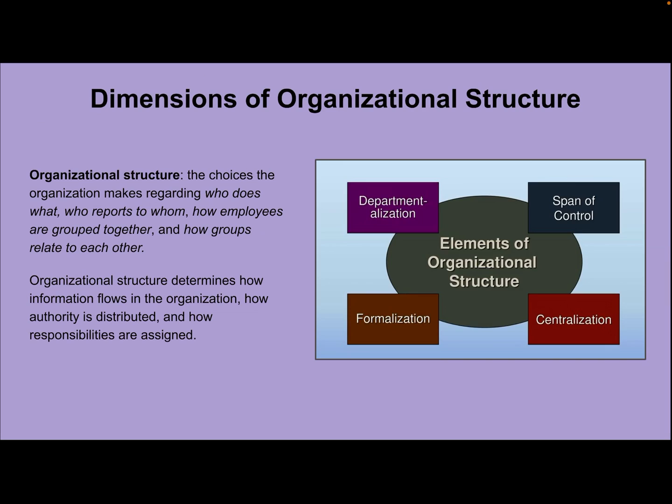So let's talk about organizational structure a little bit. There are 4 main dimensions of organizational structure. How is the organization or the workplace organized? How is it structured? Organizational structure is defined as the choices the organization makes regarding who does what, who reports to whom, how employees are grouped together, and how employees relate to each other.